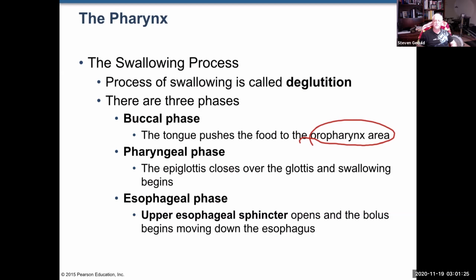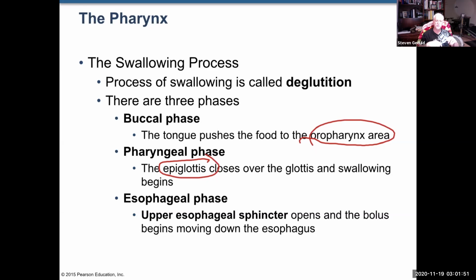That's the buccal phase. The pharyngeal phase, the epiglottis closes. The epiglottis closes, it blocks the opening to the trachea. So now the food cannot go down the trachea, it has to go down the esophagus. There are only two tubes there. You got two openings. If the epiglottis closes over the trachea, there's only one opening left, and that's the esophagus. That's where it has to go down. And that's when swallowing begins.